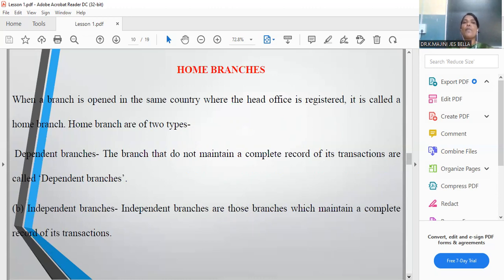When a branch is opened in the same country where the head office is registered, it is called a home branch. Home branches are of two types. What types are there? Already I told you, dependent branches and independent branches. First, we should know what we mean by dependent branches. The branches that do not maintain a complete record of their transactions are called dependent branches. Here, they are not going to maintain any complete record. But independent branches are maintaining complete records about that particular branch with them. So this is the independent branches.